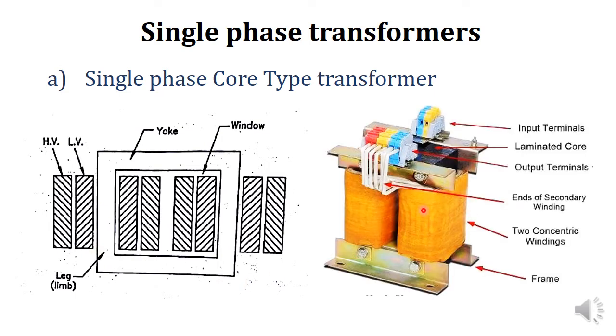This is the actual figure or picture of a small single phase core type transformer. Here we can see two limbs on which two sets of concentric windings are wound, and on top we have yoke. On bottom also we have yoke. The entire structure is known as the frame of the transformer. On the side we can see the laminated core, with the laminated core portion of the yoke.